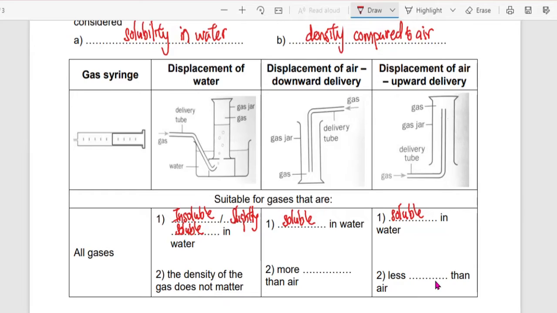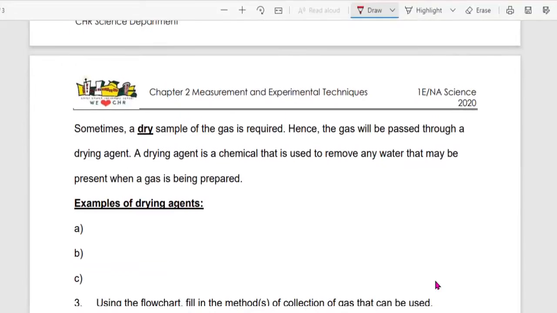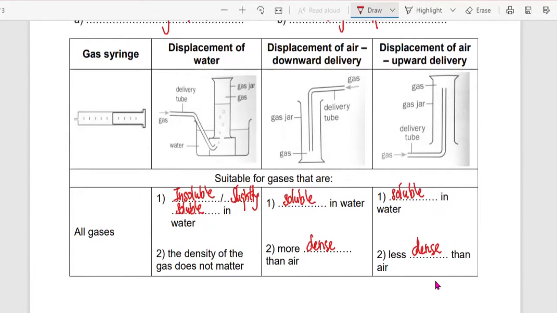Now, you can see from the downward delivery, the gas is pumped down. So the gas stays at the bottom. The gas doesn't float up, it sinks down to the bottom. So we know that the gas being collected should be more dense than air. However, for this upward delivery, you can see the gas is going up. It stays at the top, it doesn't sink down. So therefore, this gas that's collected must be less dense than air. So this is how to differentiate the methods that can be used to collect gases.